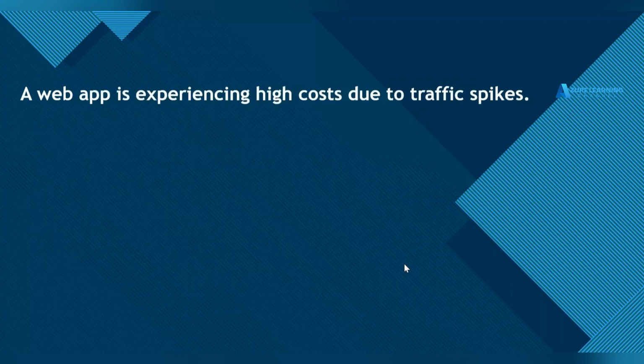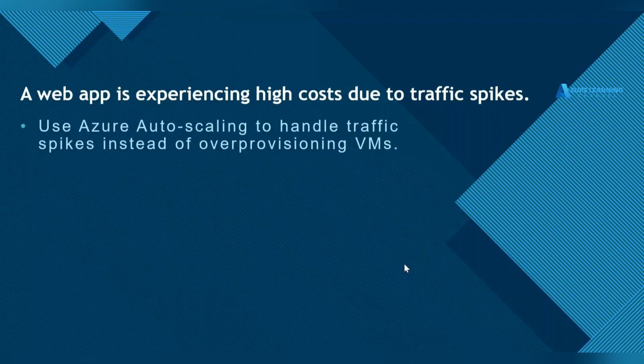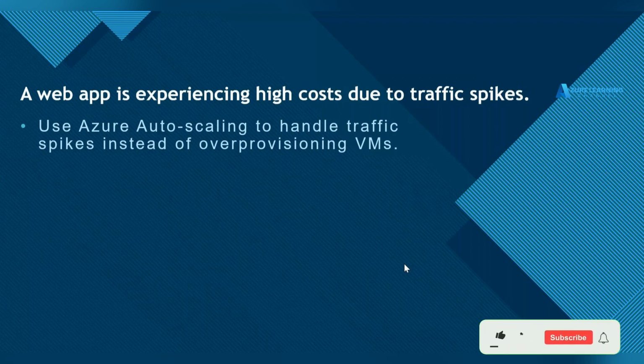A web app is experiencing high cost due to traffic spikes. What can we do for this? First thing, we can use Azure autoscaling to handle the traffic spikes instead of provisioning VMs. Generally, we use autoscaling for provisioning VMs, right? But we configure this for handling the traffic spikes.